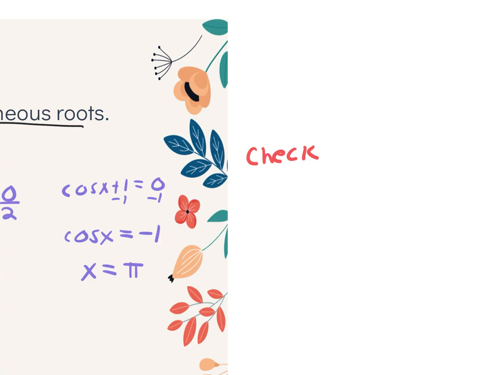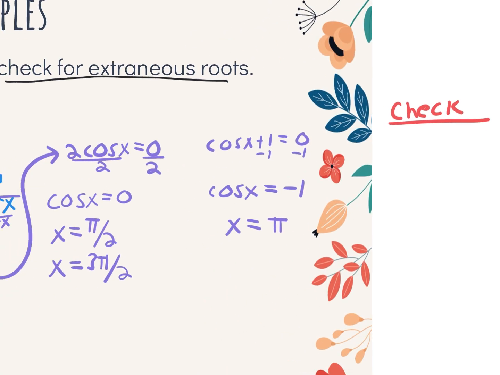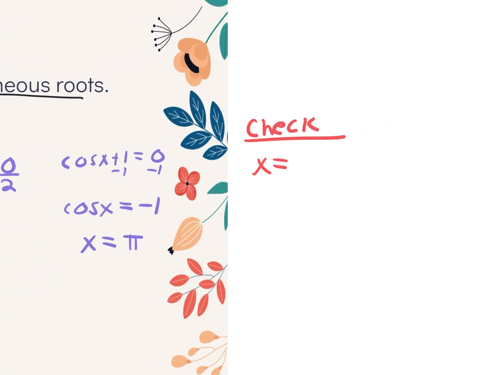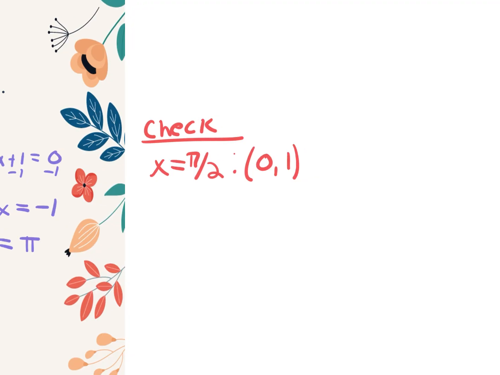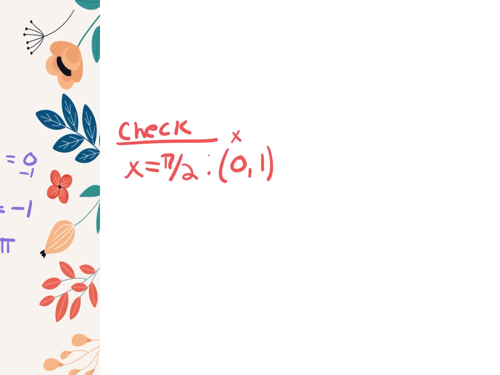Let me check those, one by one. Let's try x equals pi over 2. Now go on your unit circle. At pi over 2, what is the ordered pair that we see there? 0, 1, right? And keep in mind the 0 is the x, the 1 is the y, and the 0 represents the cosine. This is always cosine, sine.